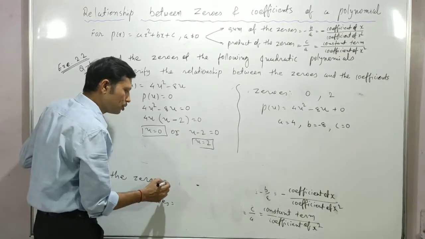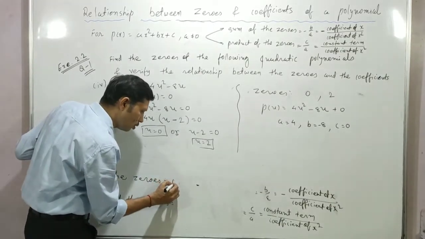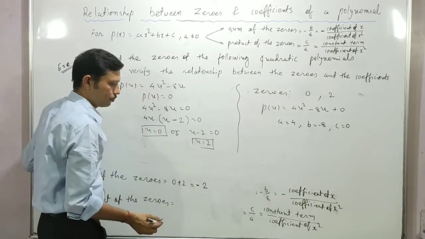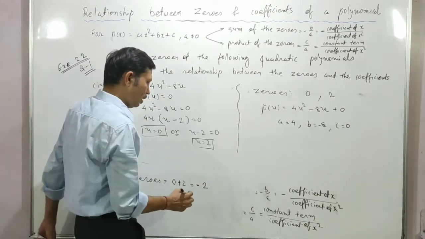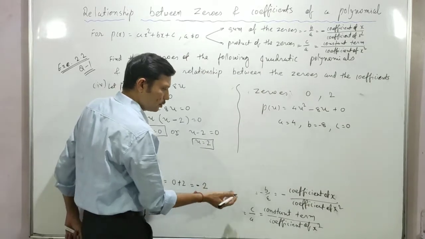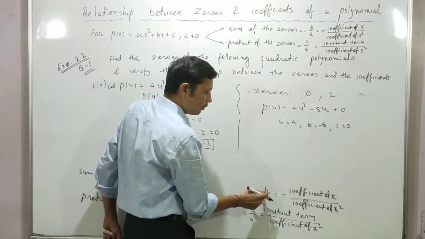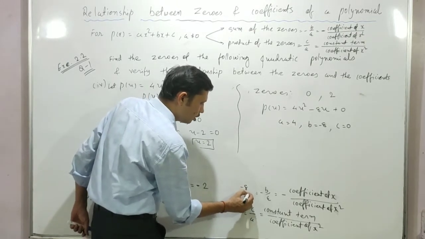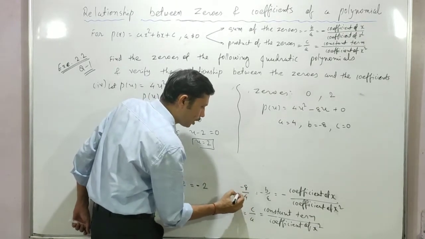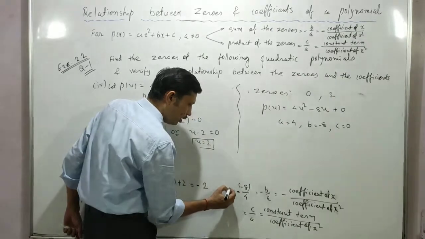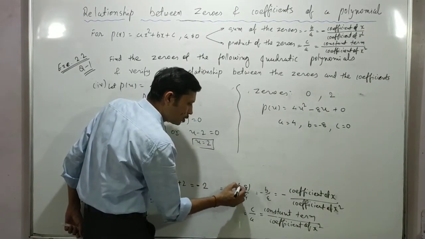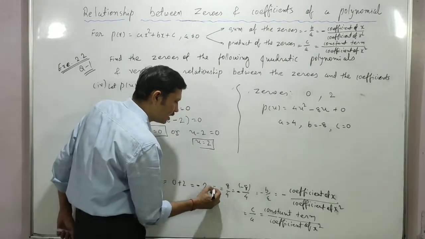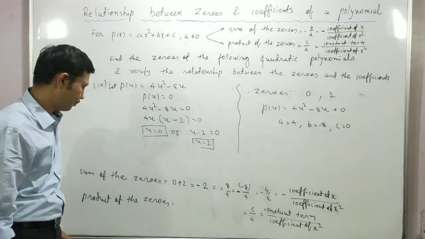Now come to the sum of the zeros. The sum of the zeros is 0 plus 2. So my answer is 2. Okay. And now after this, come to the other part. It's minus b by a. So what is the value of b? Minus 8 upon the value of a, 4, and a minus sign is there. So you can see minus minus plus 8 by 4, and 8 by 4 you can easily say is equal to 2.